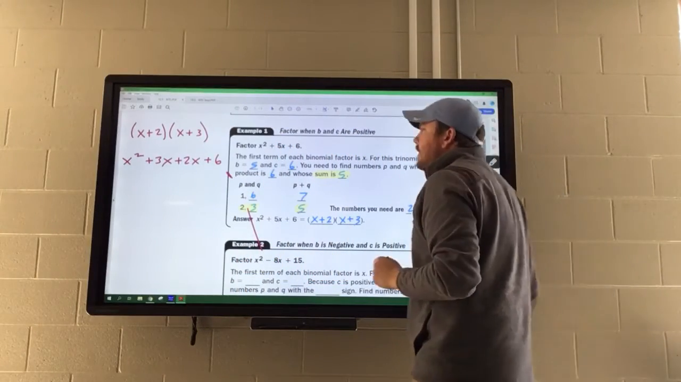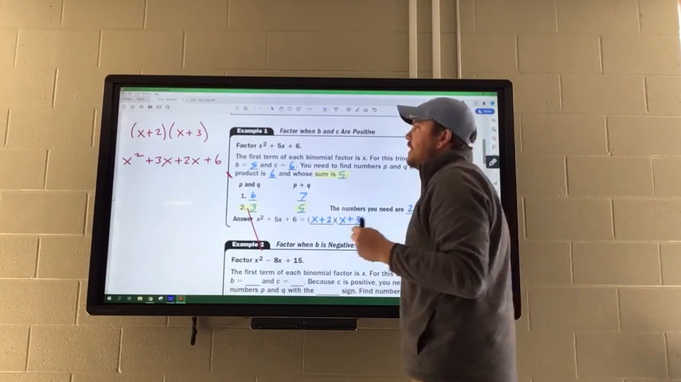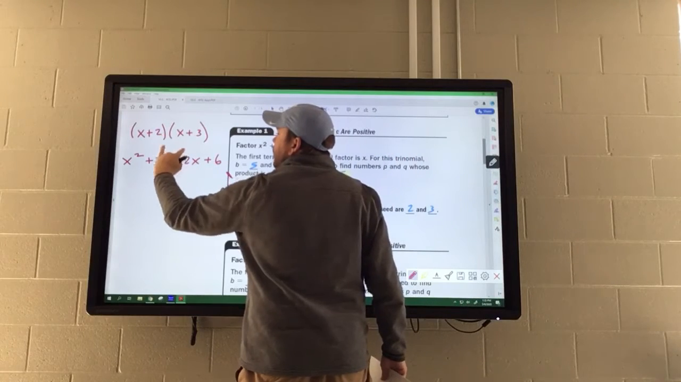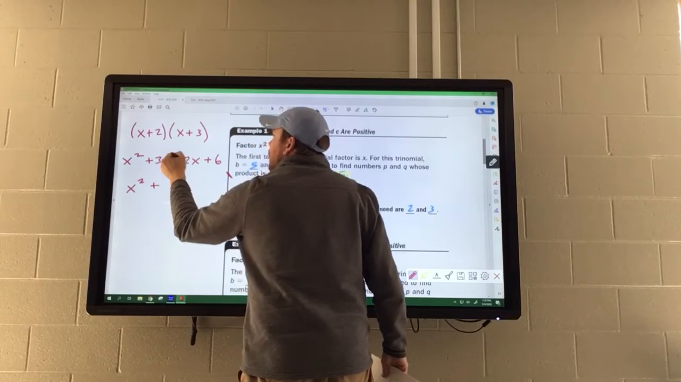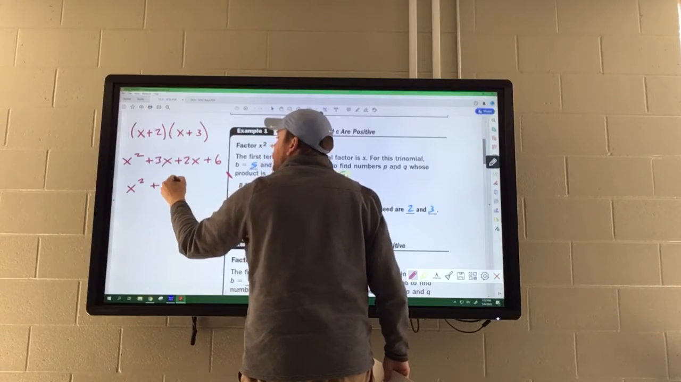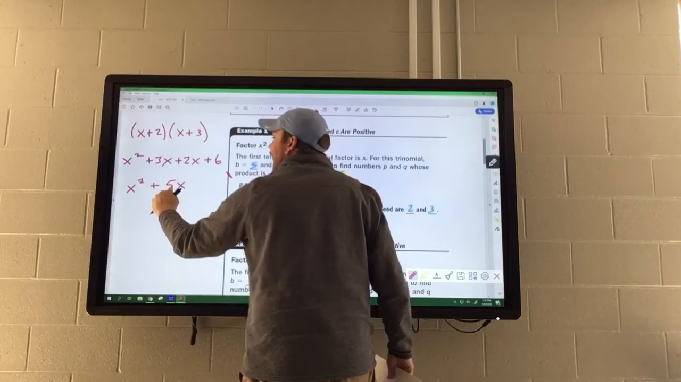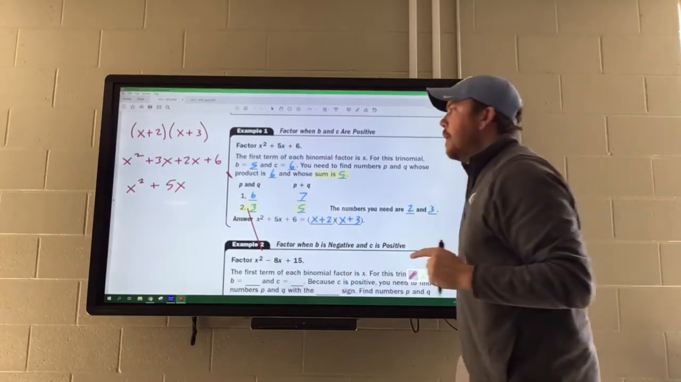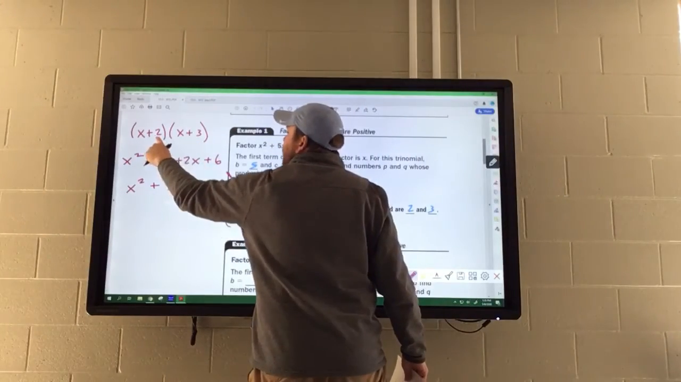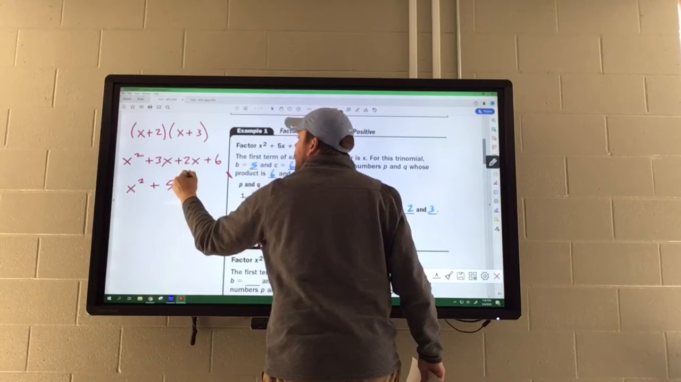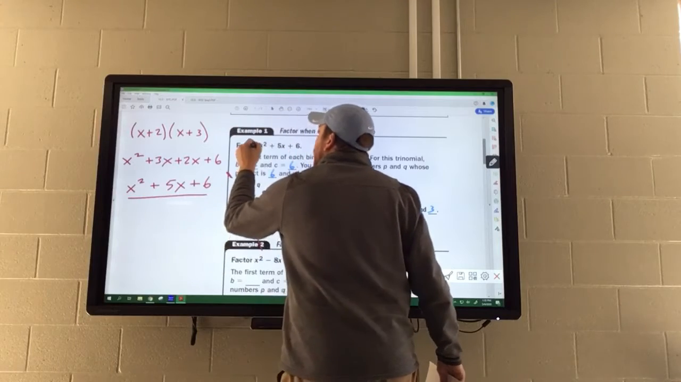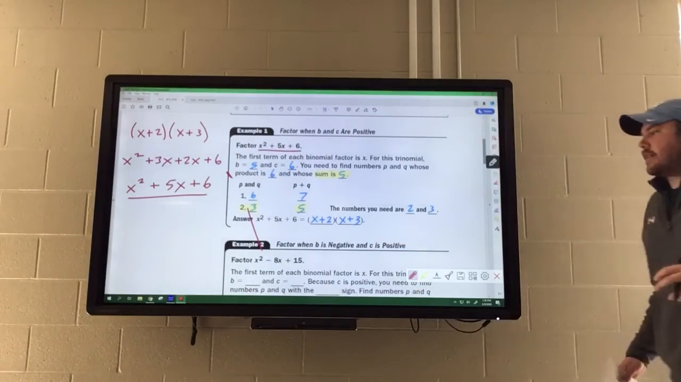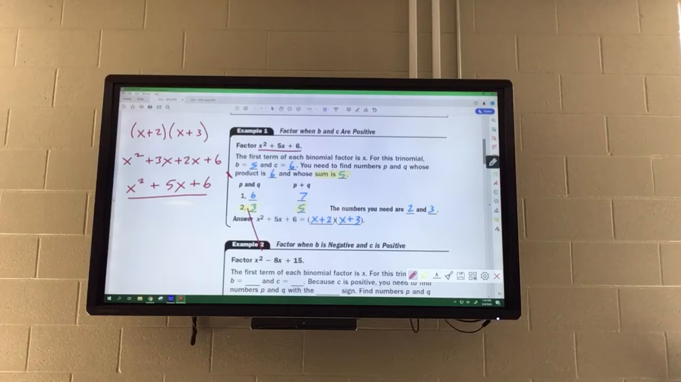So hopefully you see why we need two numbers that add to 5, because that's going to make up this middle portion. Okay, so x squared, 3x plus 2x is 5x. So that's why the two numbers need to add to 5. But they also need to multiply to 6, because the last step in the FOIL method is 2 times 3 to give us our 6. So since this expression matches our original, we know we did it correctly. Let's do another.